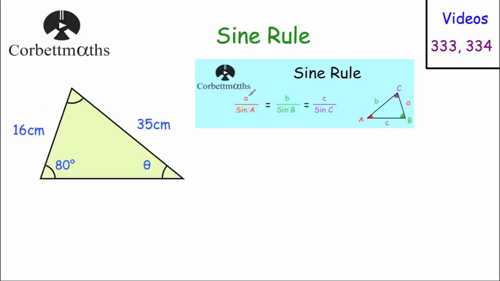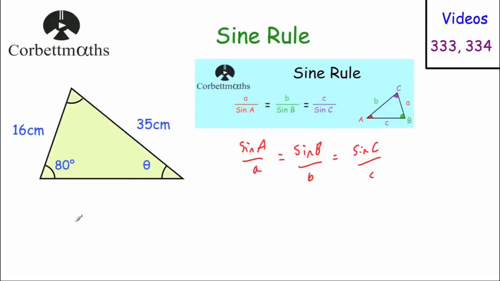And the sine rule is a over sine A equals b over sine B equals c over sine C. Now, one thing you can do is, whenever you're doing missing angle questions, rather than using a over sine A, you can flip it over and write sine A over little a equals sine B over little b equals sine C over little c. So if you are finding angles, it can be useful to flip over the formula and write it the other way around.